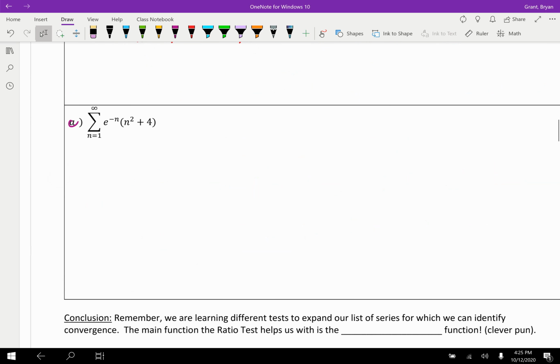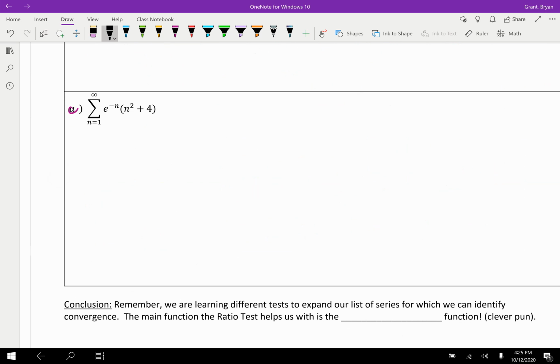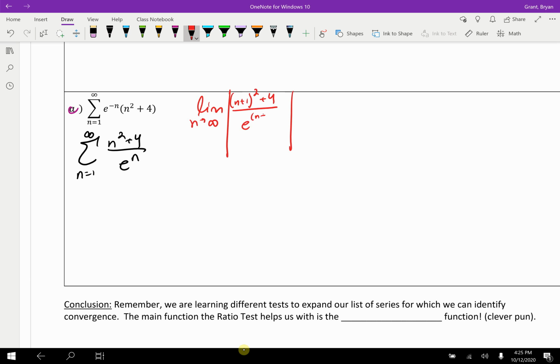Okay, let's jump down to our last one. I'm not going to work with that series. I'm definitely going to get rid of our negative exponent and treat this as n squared plus 4 divided by e to the n. Let's go ahead and work this through. So we have the limit as n approaches infinity, and we're going to skip right to our n plus first term. So we have n plus 1 squared plus 4 divided by e to the n plus 1. That's the n plus first term, divided by n squared plus 4 divided by e to the n.